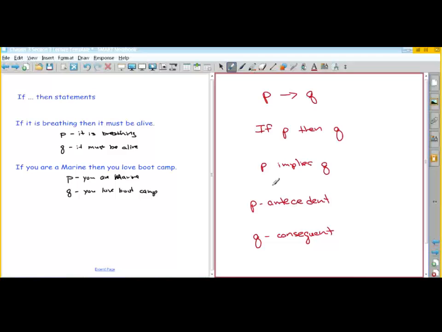We probably won't use that terminology much, but they do have special names. We'll probably say this is the first statement, this is the second statement. We won't use antecedent and consequent.